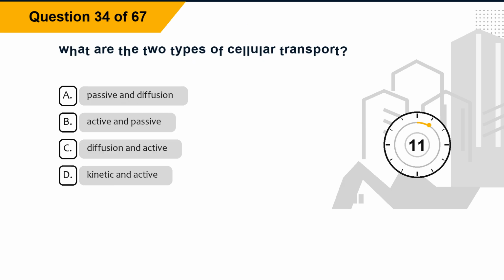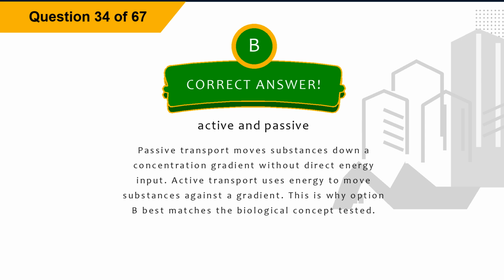Question 34. What are the 2 types of cellular transport? Option A, passive and diffusion. Option B, active and passive. Option C, diffusion and active. Option D, kinetic and active. The correct answer is option B, active and passive. Explanation. Passive transport moves substances down a concentration gradient without direct energy input. Active transport uses energy to move substances against a gradient. This is why option B best matches the biological concept tested.